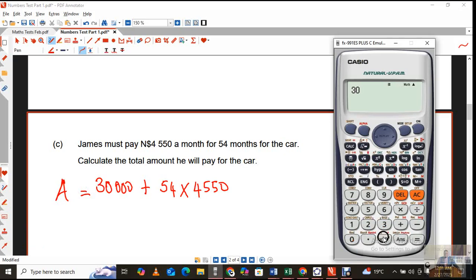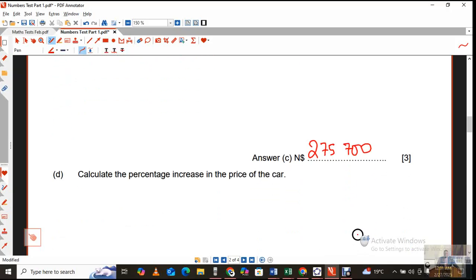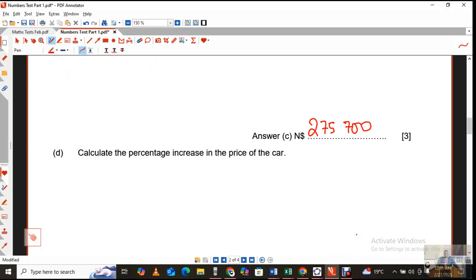So it's 30,000, then you plus 54 times 4,550. The calculator has built-in direct algebraic logic, or BODMAS, so there's no need for you to write things separately. If you have a scientific calculator, the answer is 275,700. Cars are expensive. Anyway, let's go to D. They say calculate the percentage increase in the price of the car.